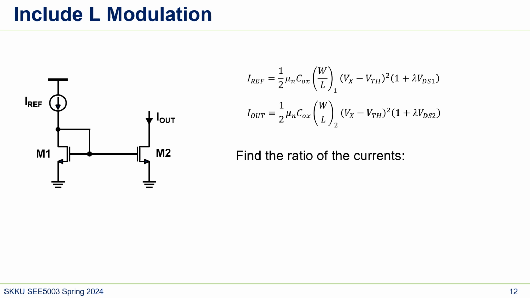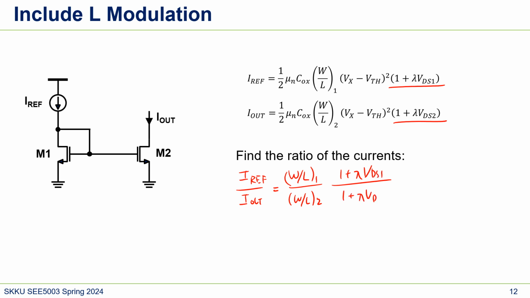So far, we assumed that there's no channel length modulation, but that's not the real case, right? We do have to consider channel length modulation. Let's bring up this same circuit, but now the current is this. You see that now we have channel length modulation, so the ratio between them is no longer just the ratio of the dimensions, but we also see this one.